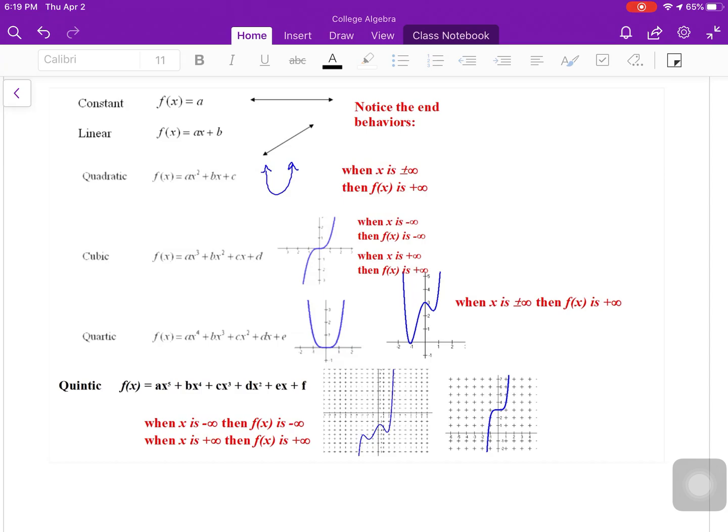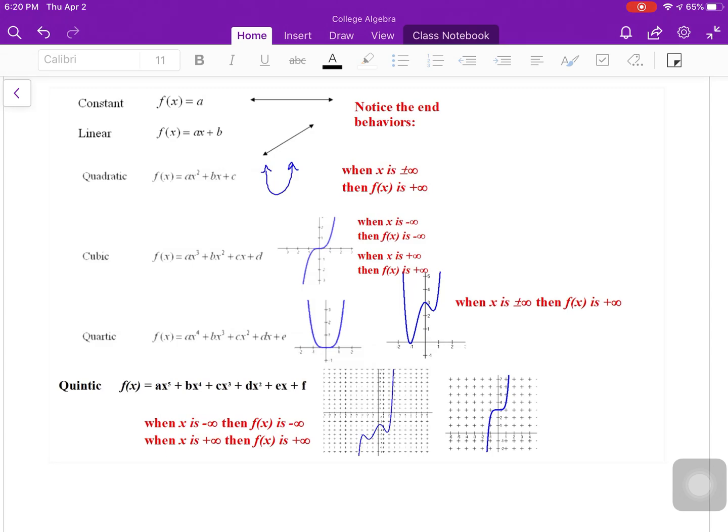Now we're going to look at end behaviors. A constant function, remember, is y equals some number, and it is a horizontal line. So its end behaviors are as x goes to negative infinity, y doesn't move at all. Same with as x goes to positive infinity, y doesn't move at all.